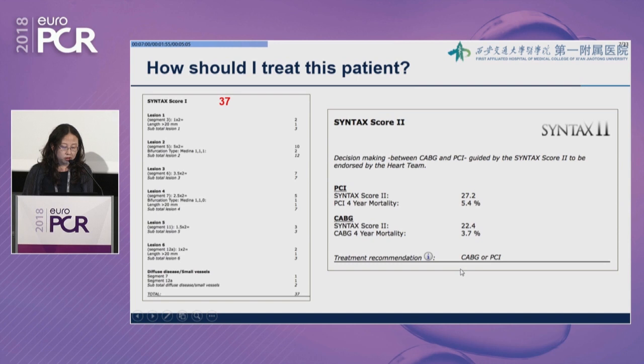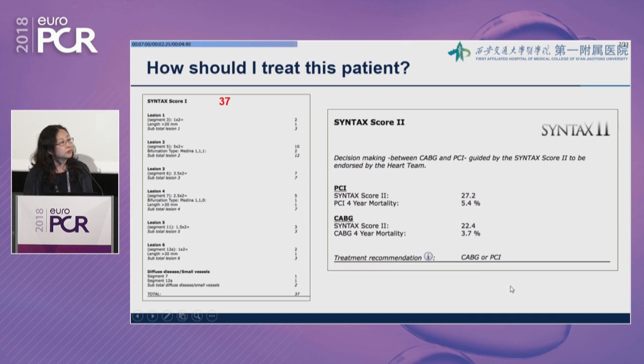So next, how should I treat this patient? We calculated SYNTAX score 1. It was very high, 37. And we also calculated SYNTAX score 2. The four-year mortality of CABG is a little bit lower than the four-year mortality of PCI. So how should I treat this patient? Can I stop here to discuss?